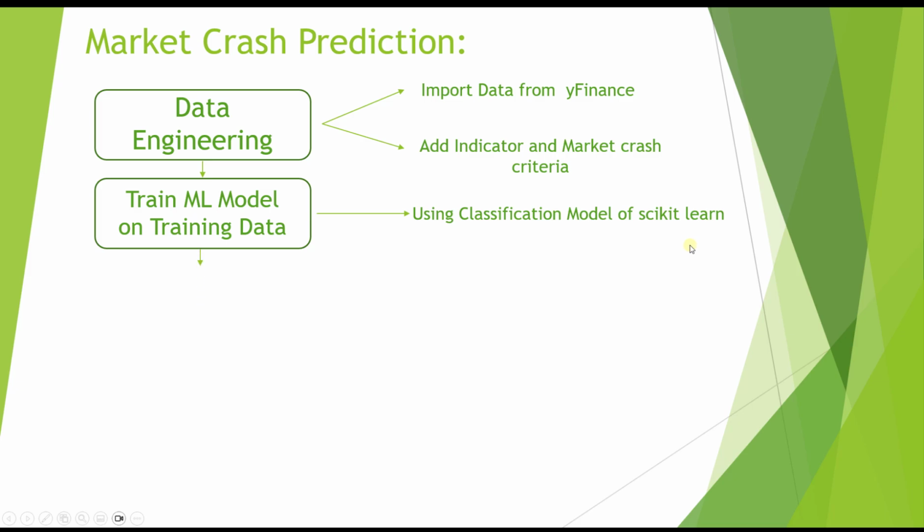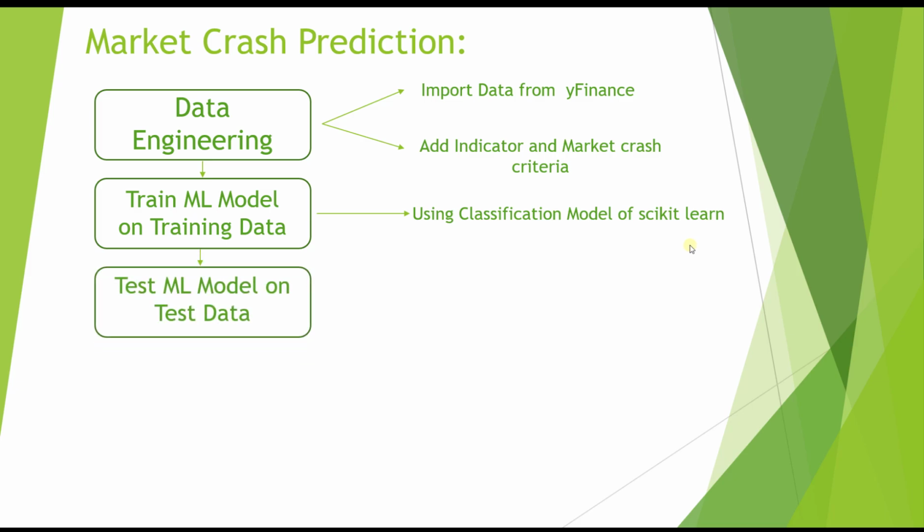Then the third section is testing the model. Once the model is trained, we will use the test data to evaluate the performance. This test data includes information that the model has not seen before, allowing us to know how well it can predict market crashes. By comparing the predictions to the actual data, we can find out how accurate and reliable our model is. It's very important that the model be tested on data that it has never seen before.